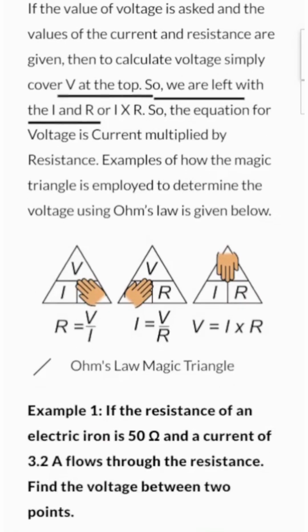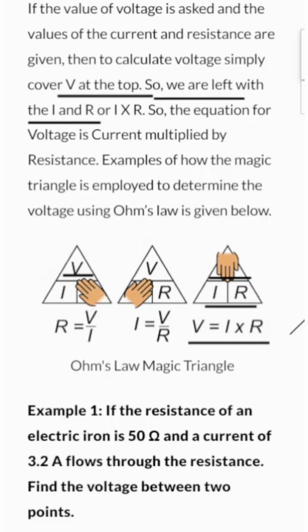Calculating voltage, V. When you need to find voltage, V, just cover up the V at the top of the triangle. This leaves you with I and R, or, more precisely, I times R. So, the equation for voltage becomes V is equal to I times R. It's like a magic trick, where you multiply the current by the resistance to get the voltage.